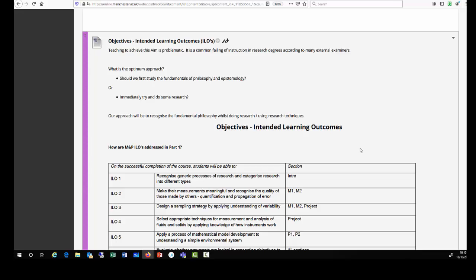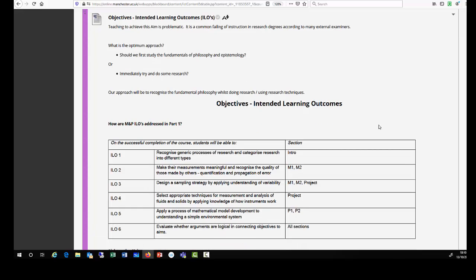Having said it's difficult to do, what's the best way of doing it? Should we try and understand the fundamentals of philosophy and epistemology and then move on, or should we just jump in and try to do some research? If we're trying to teach people to do research, is the best thing to do to just get on and do some research? In the end, it's a balance between the two. So we're going to recognise the fundamental philosophy, which you've done some of already in considering what is research, but then we're just going to go on and actually use some research techniques, and these things are turned into the intended learning outcomes for the course.